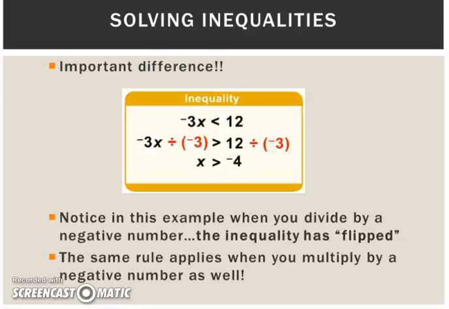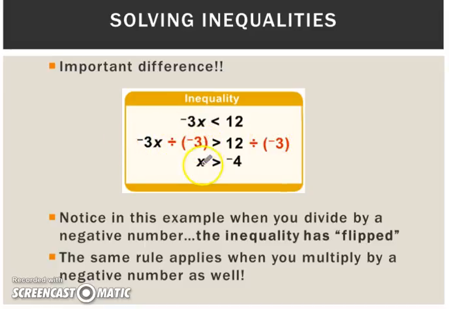Now, the important difference with solving inequalities is when you multiply or divide by a negative. If you are working through your solution and you ever come across where you have to multiply or divide by a negative number, you have to flip that inequality in your answer. So in this example, we had negative 3x is less than 12. So to solve, I would divide each side by a negative 3.